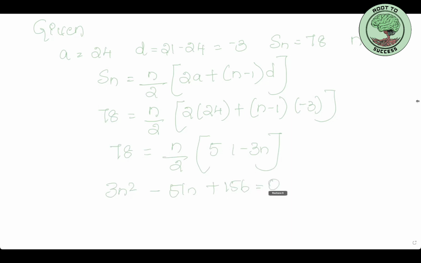is equal to 0, and n square minus 17n plus 52 will be 0. Therefore, (n minus 4)(n minus 13) is equal to 0. So n will be 4 or n will be 13. So both values of n are admissible. So the number of terms is either 4 or 13 to form the sum of 78.